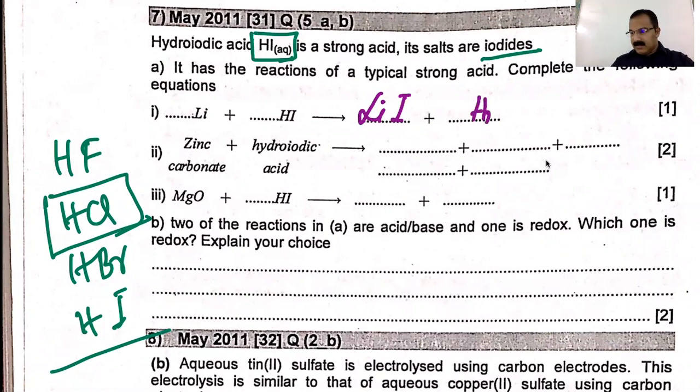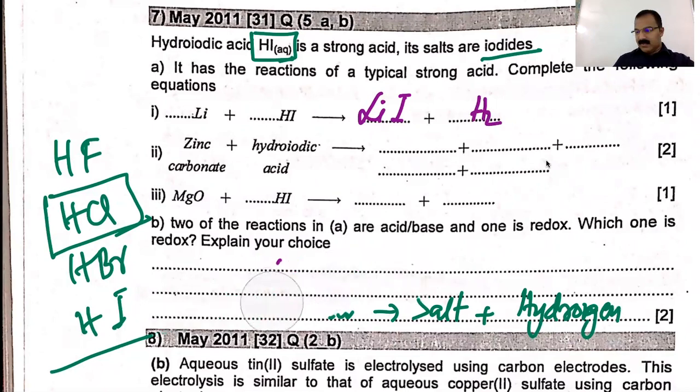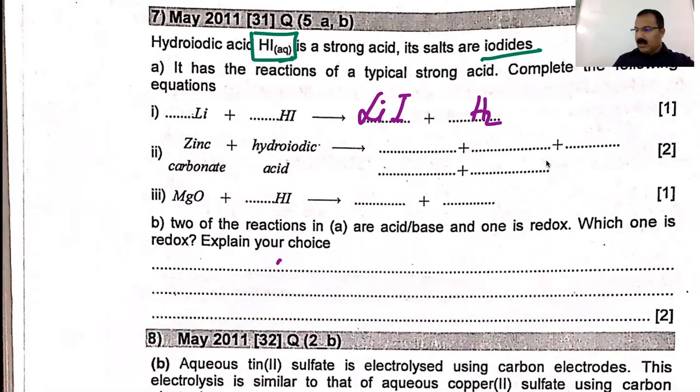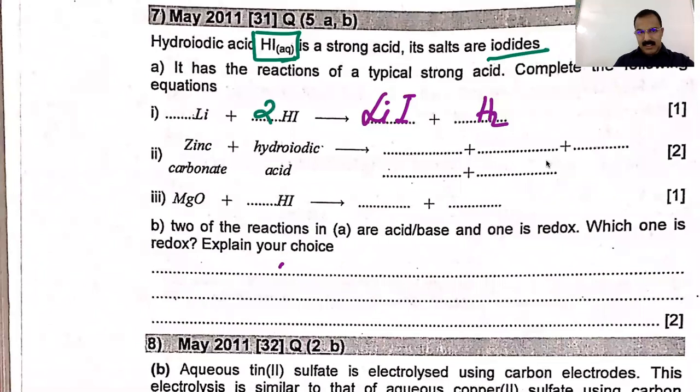Plus hydrogen. I always say these are MASH reactions, MASH stands for metal plus acid gives salt plus hydrogen. So this is how we remember that. That is one of the reactions of acids, always we say. So Li plus HI gives LiI plus H2, you need to do the balancing. Since there are 2 hydrogens over there, you need to have 2 HI. Then 2 iodide, you can see, so it is 2 Li. So 2 Li plus 2 HI gives 2 LiI plus H2.